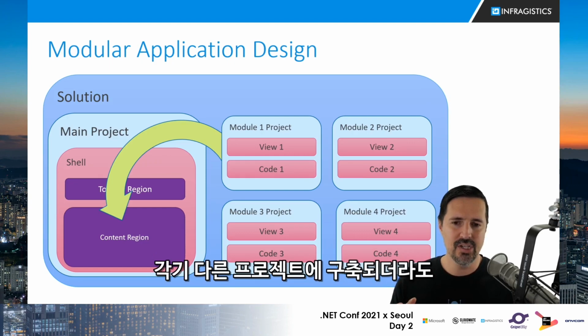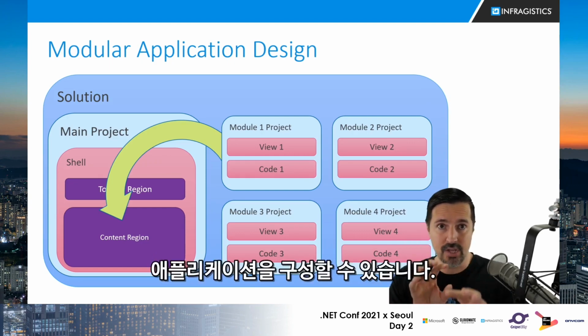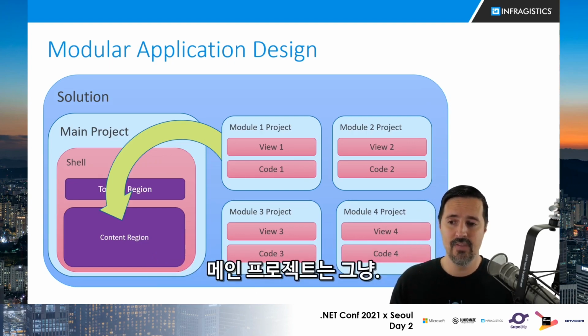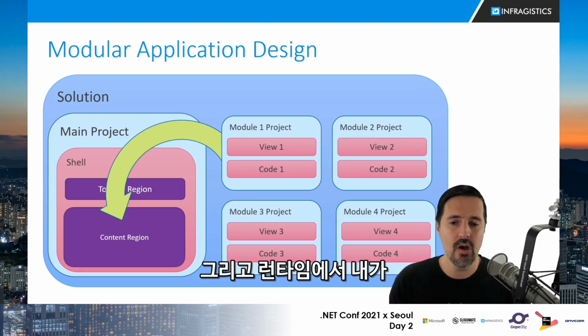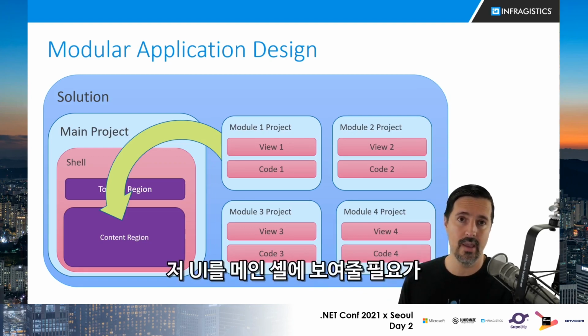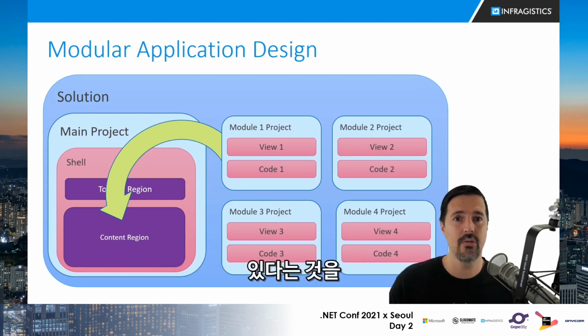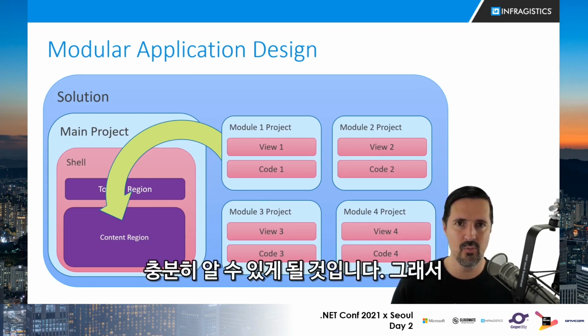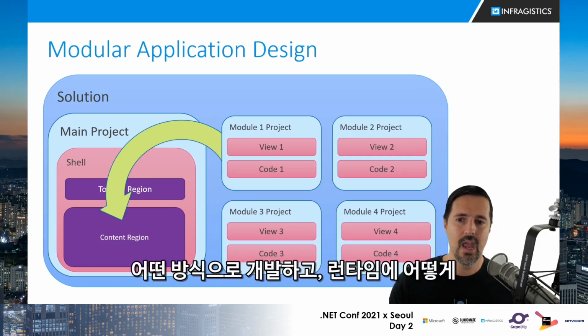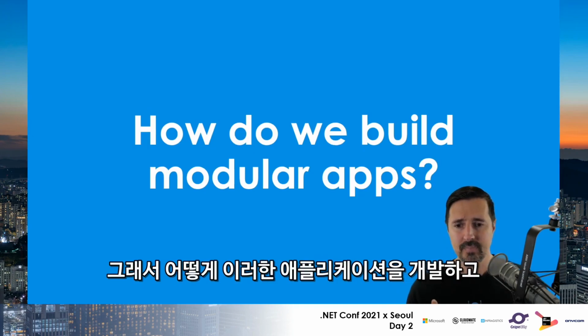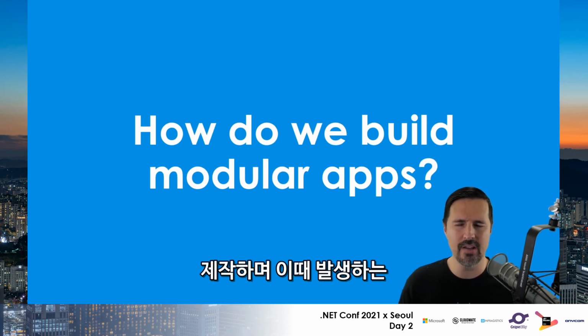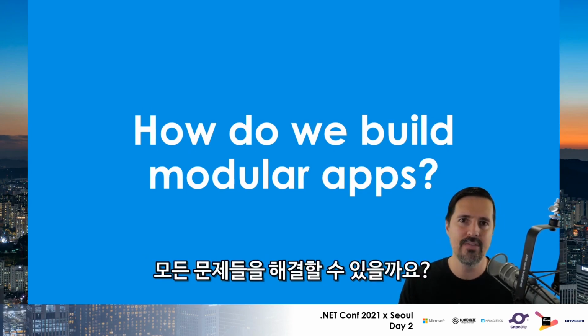Although the application is built in different projects, spread across different projects, and the main project is really just an empty master page, at runtime, it will be smart enough to know, I need to show this UI in the main shell. I need to show that UI in the main shell. So we want to write our applications in a way that they are more composable at runtime like this. So how do we do this? How do we solve all those challenges of writing these applications and build apps in this modular way?